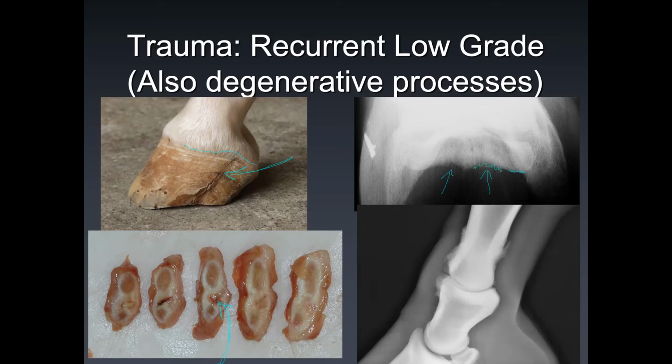The fuzziness is abnormal. On the bottom right here, we have a horse with pastern arthritis or DJD, and you can see right here and right here, new bone forming as the animal attempts to stabilize a damaged joint. This animal would have been extremely lame, very uncomfortable.